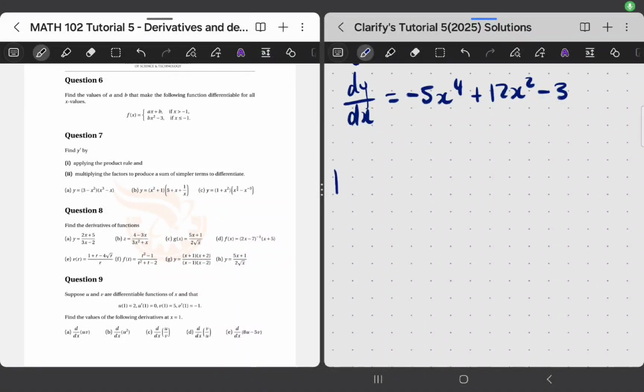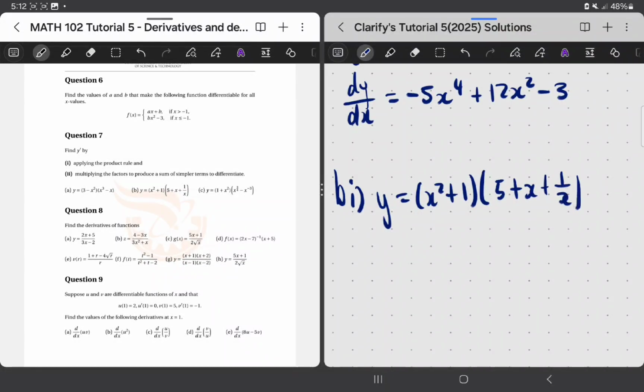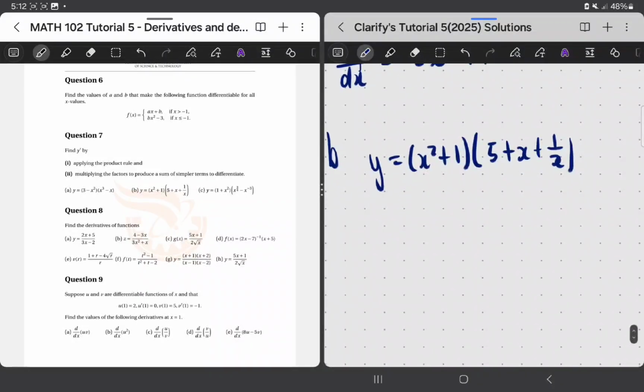All right, now let's do part B. So we are at 7b.i now, where we have y equal to (x squared plus 1) multiplying (5 plus x plus 1 over x). So that is B. Let's do i now.